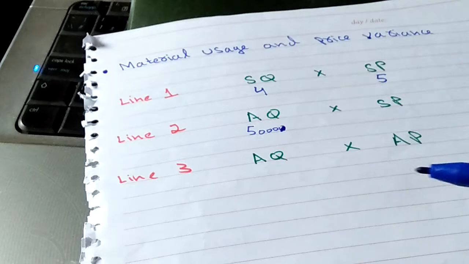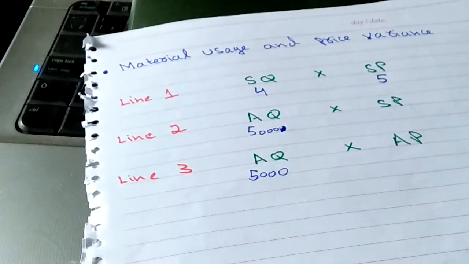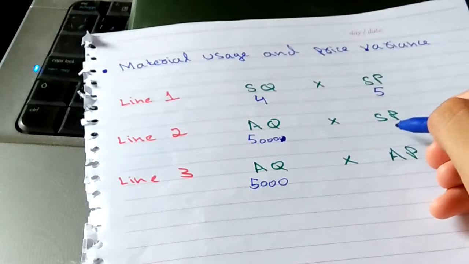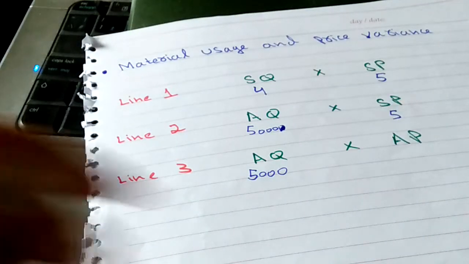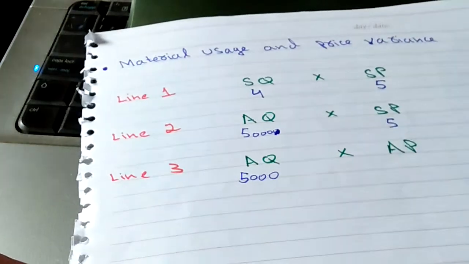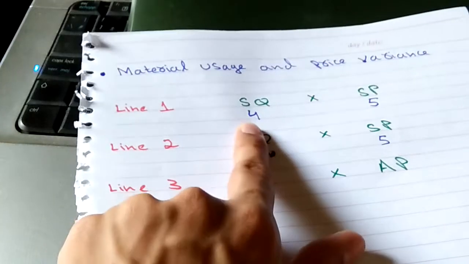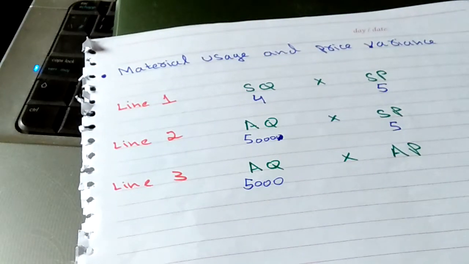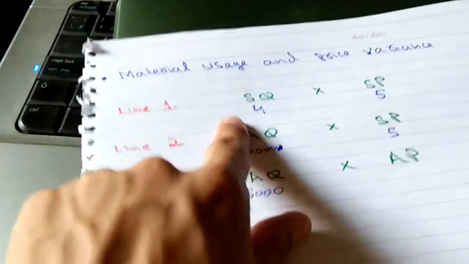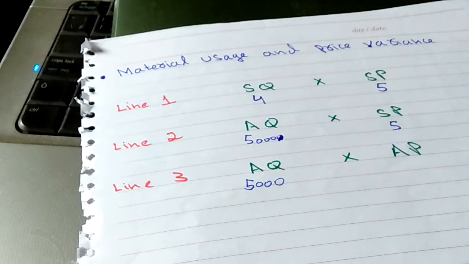And in line 3, the actual quantity will remain the same, that is 5,000, and the standard price will remain the same as in line 2, which is 5. And now we are going to see that in line 2 we have hundreds and thousands of unit quantity, and in line 1 we have per unit quantity, right? So what we are going to do, we are going to multiply line 1 by the actual number of units of production, which is given in the question.